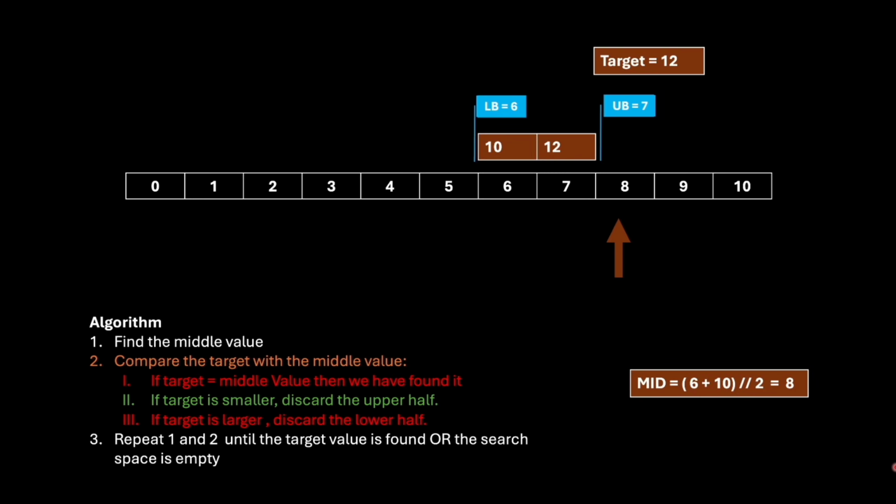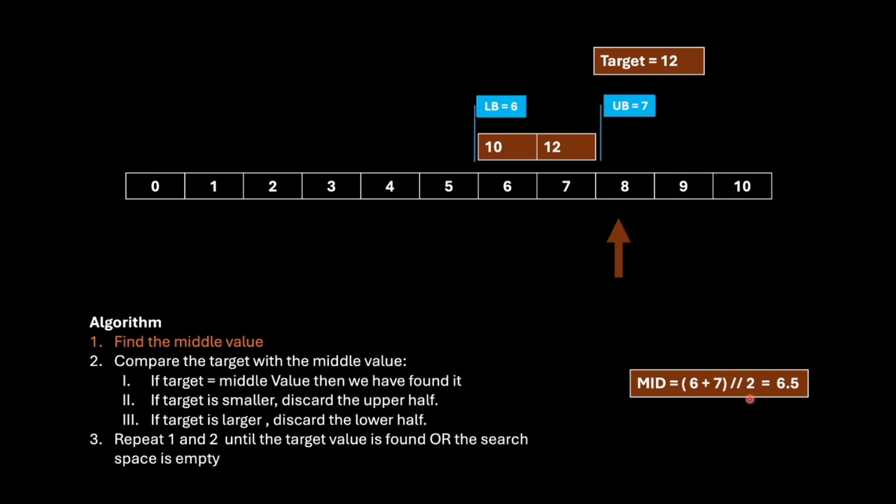By now, I think you might have noticed a problem here. We only have 2 elements left. How do you find the middle of 2 elements? That seems impossible, you know? And it is impossible. But don't worry, let's just use our established formula and let's see where it takes us. So 6 plus 7 divided by 2, that's 6.5. And that is also a problem because there is no index number 6.5.